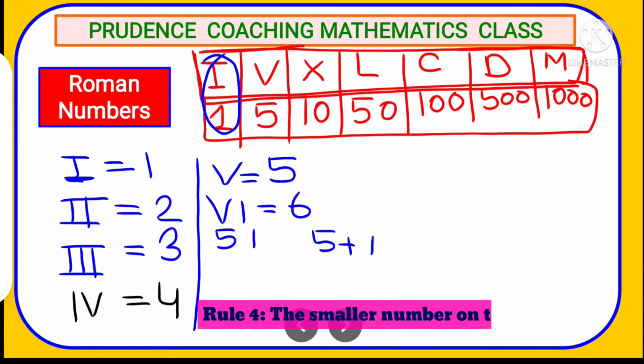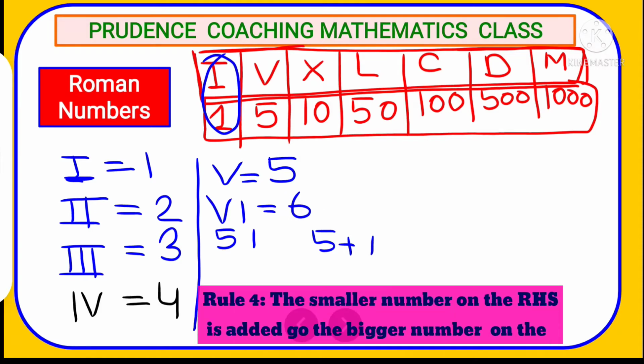So here the rule which you have learnt is, if there is a smaller number on the right hand side of the bigger number, then it is added to the bigger number. So 5 plus 1 is 6.